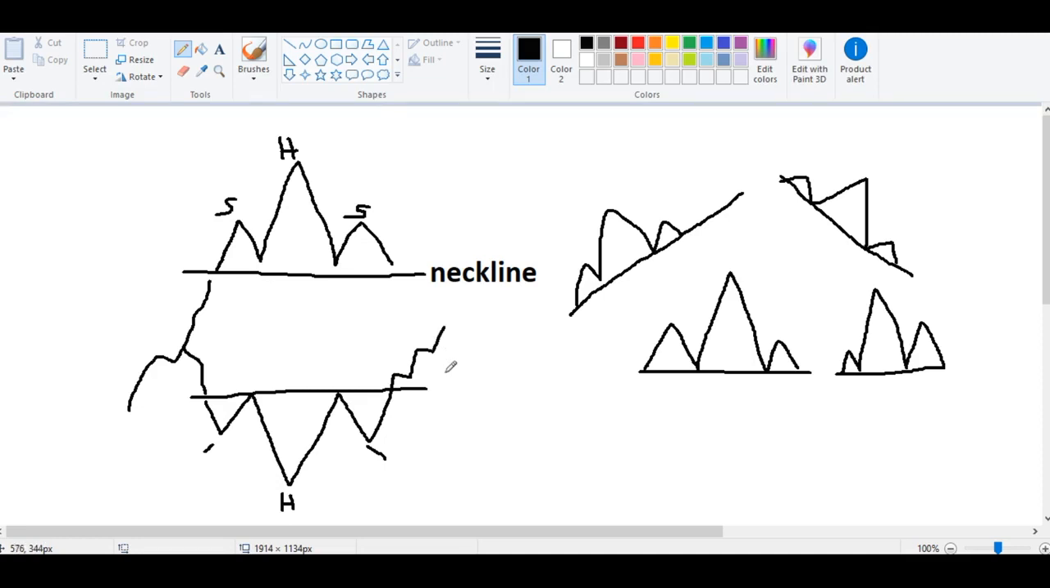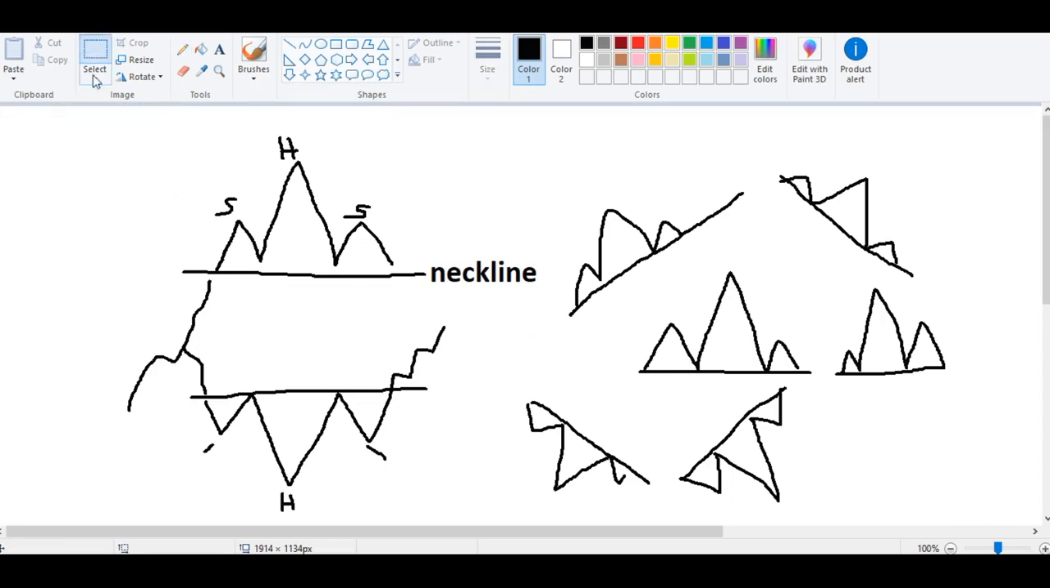Okay, and this pattern can also be formed on a downsloping trend line and an upsloping trend line like this. Right? So these are the various ways a head and shoulders or inverted head and shoulders can look on a chart. We'll be seeing many examples in just a bit, but this is primarily how this pattern looks.